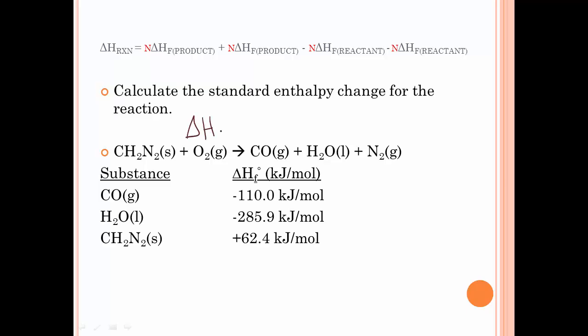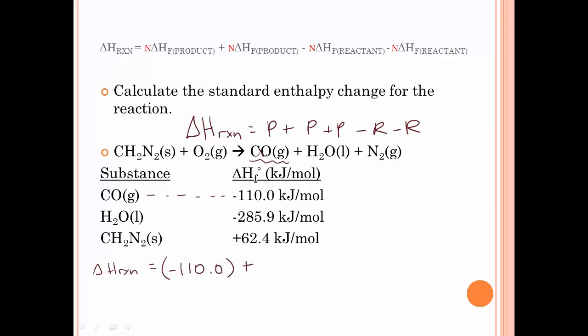So our basic setup for this one, the delta H of the reaction, is 3 products added together minus 2 reactants. So that's our basic setup. So here we go. Down here we'll show our work. Delta H of reaction is, our first product is carbon monoxide. So we just take 1 of those. So the carbon monoxide value is negative 110.0. We add, and I'll put a little check mark by that one.